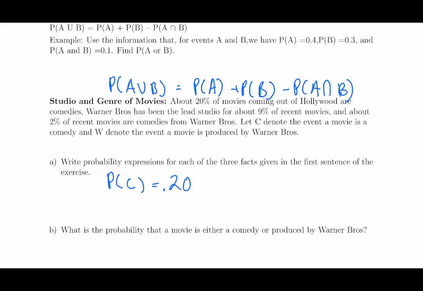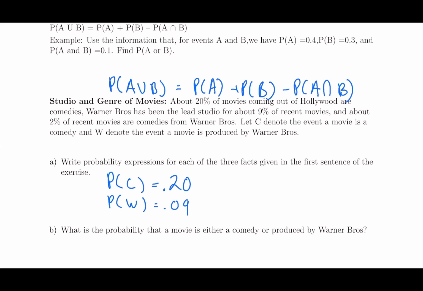Then if you look at it, it says Warner Brothers have been the lead studio for about 9% of recent movies. So we'll put Warner Brothers is 0.09. That's the other thing you want to be careful on, turning a percentage into a decimal, because some of you have trouble with that. The easy way is to always divide by 100. Some of you might put 0.9 versus 0.09, and that will be completely wrong.